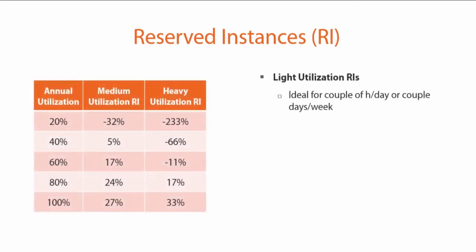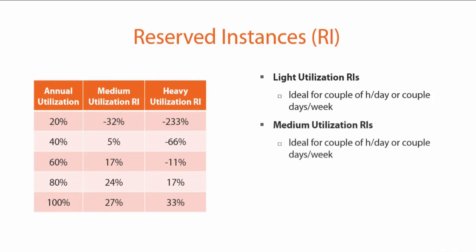You have 3 levels of utilization that you would have to make a determination as far as which bucket you are going to utilize for a particular instance. You have the light utilization RI. This is ideal for a couple of hours a day usage type thing, maybe a couple of days a week, very light utilization. Then you have the medium utilization. This is ideal for, again, a couple of hours a day, a little more than the light. If the light is twice a week, maybe this is 3 or 4 times a week, for example.